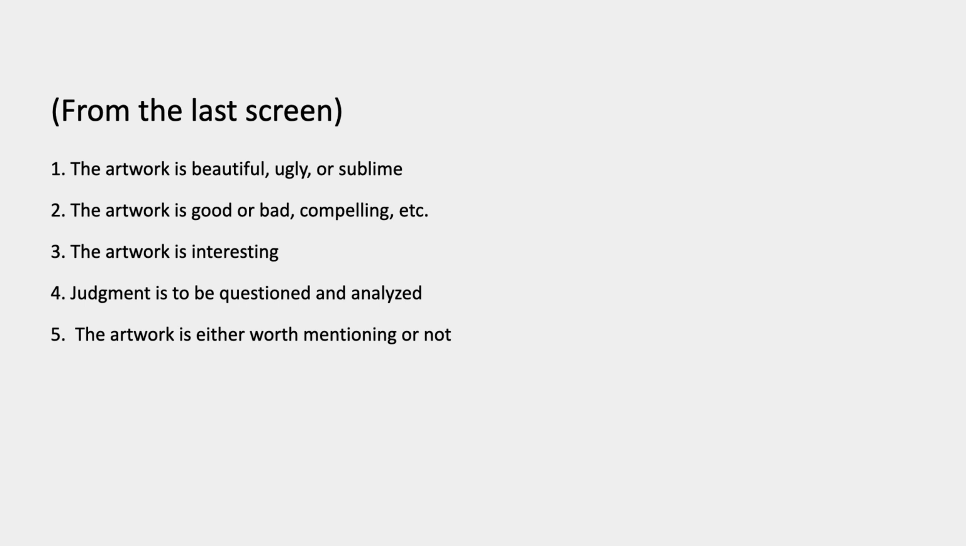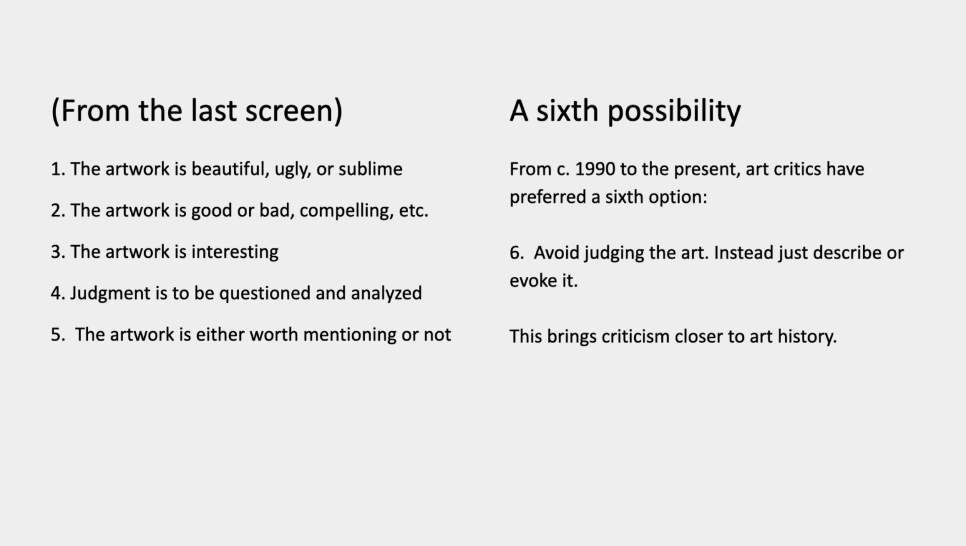So there are the five in a shorter list. And to them, I just want to add a sixth possibility. This is relatively recent. From more or less 1990 to the present, art critics in particular have preferred a sixth option, and that is to avoid judging, but not in the ways that I was just describing. Instead, they avoid judging by imagining that what an art critic should do is to describe or evoke art.